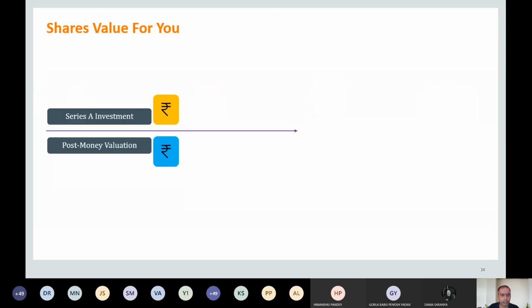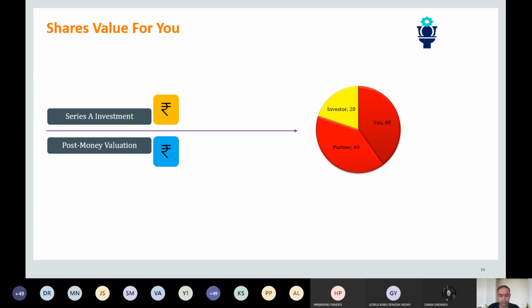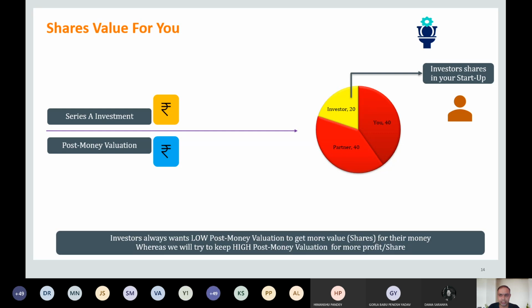So what's your share value now? Imagine this is the current situation. You have invested 40%, your partner has invested 40%, and your seed money investor has invested 20%. So this is what your seed money investor has deposited.